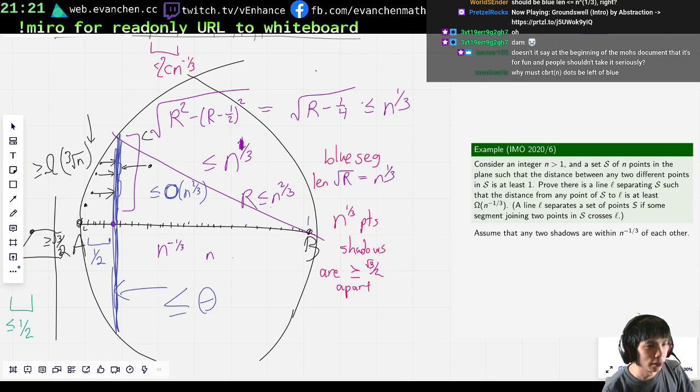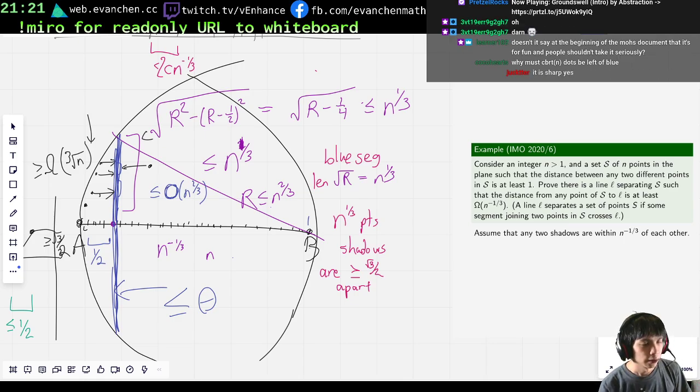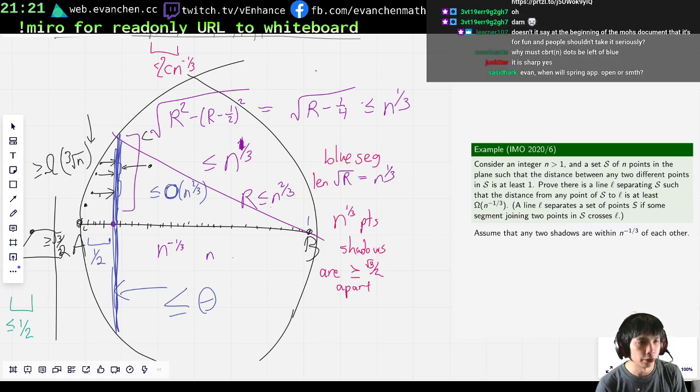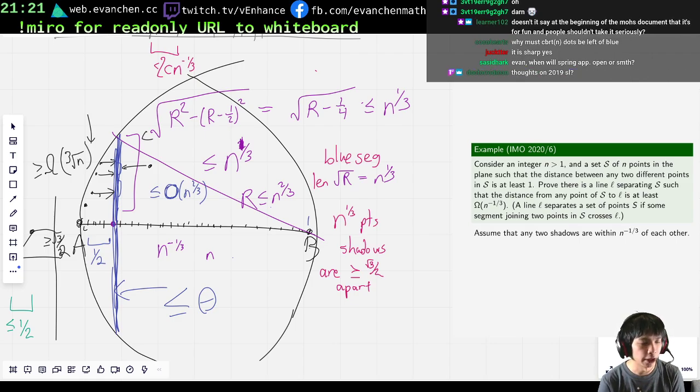Why must cube root n dots be left of blue? Because we're assuming that any two shadows are within cube root n of each other, so there's this 1/2 length, right? And what you're saying is every 1 over cube root n, there's at least one shadow. So the number of points is at least like constant times cube root n.